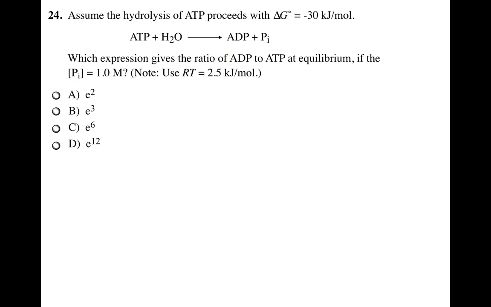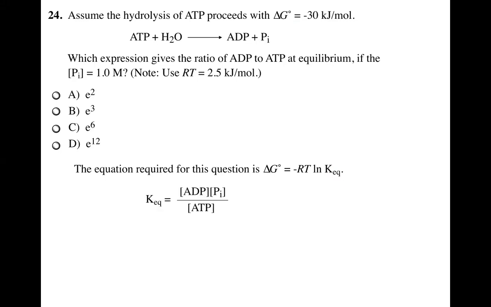But for this one, which one gives the expression for the ratio of ADP to ATP? We have to break out our equation, which has RT in it, has a delta G because they gave that to us, and has a K equilibrium because that's the other thing in the equation. K equilibrium is products over reactants, minus the water, so no water in this. They told us the inorganic phosphate concentration is 1 molar, so plugging in a 1, that's just going to go away. And so K equilibrium actually reduces to ADP over ATP.